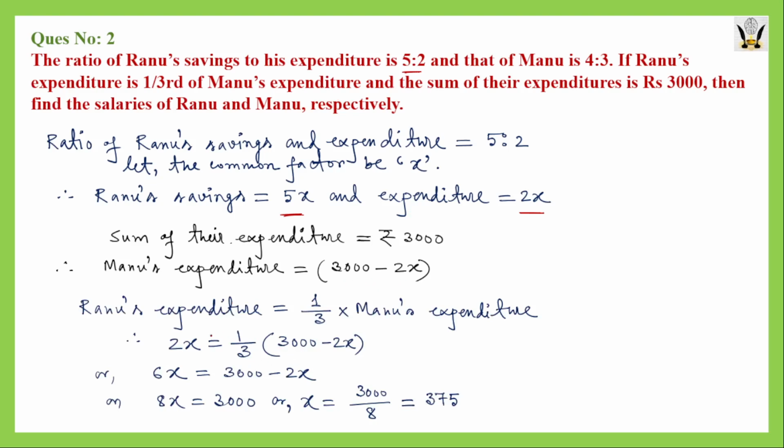Now this is a linear equation in x, and if we simplify that linear equation, the final value of x will be 375. But what is that value?